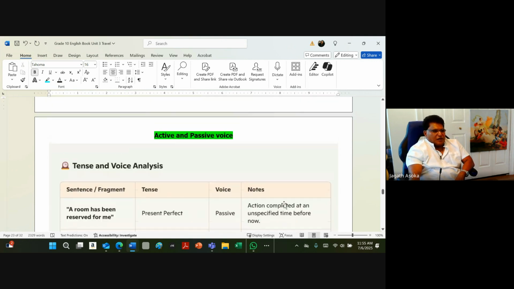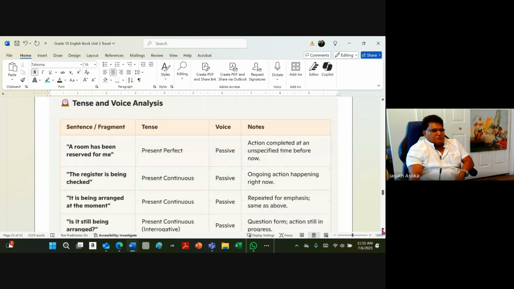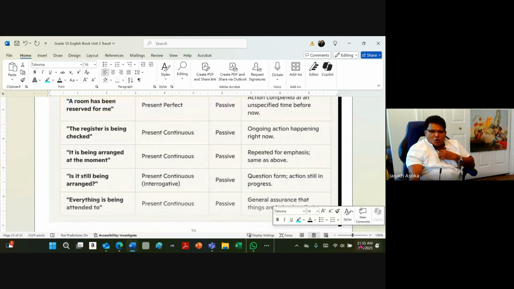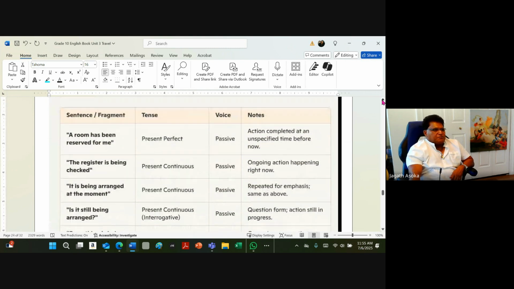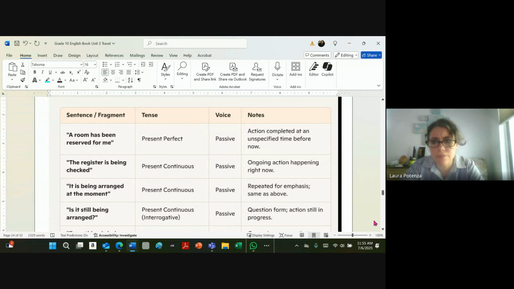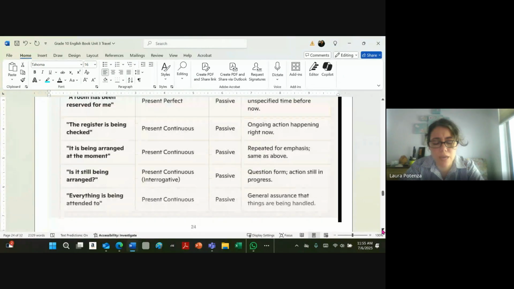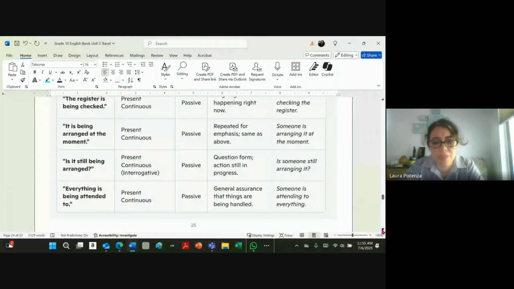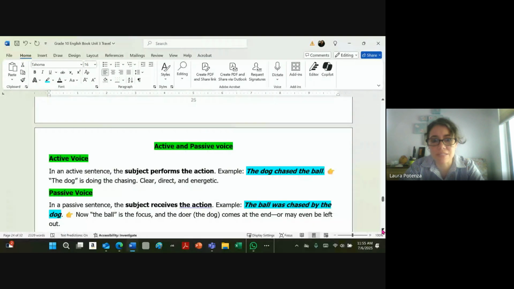Look at this one. In this passage we had mostly present continuous. That's the most common one, right? Okay, Laura, you can complete this table. Or did we already do this? We already did the role play. I think we just wanted it in both places.